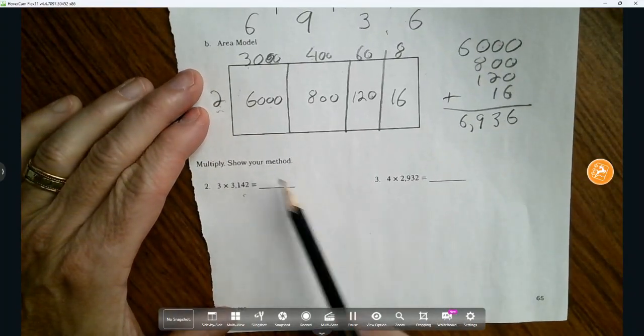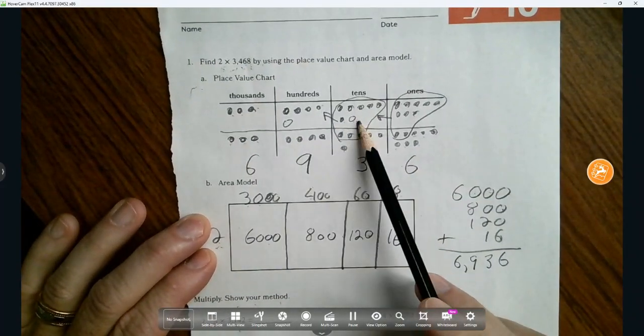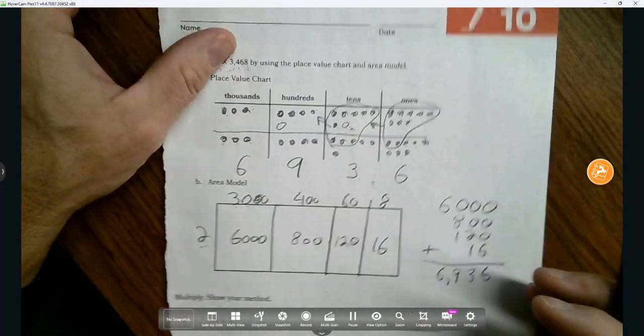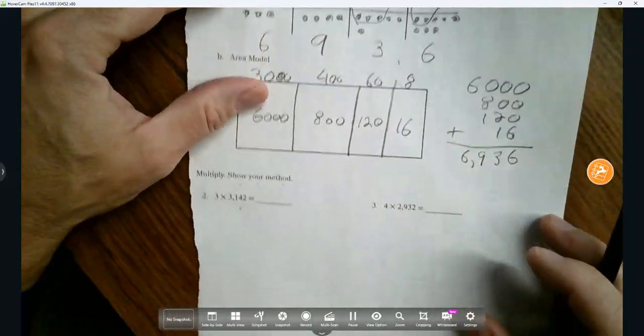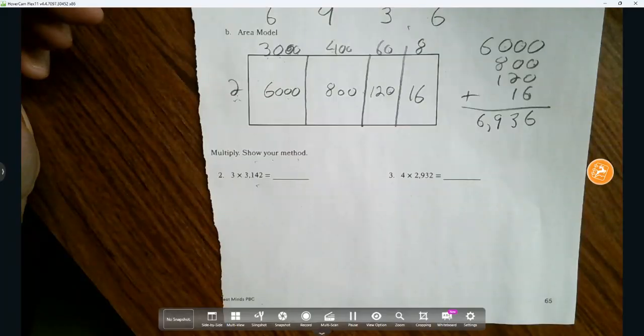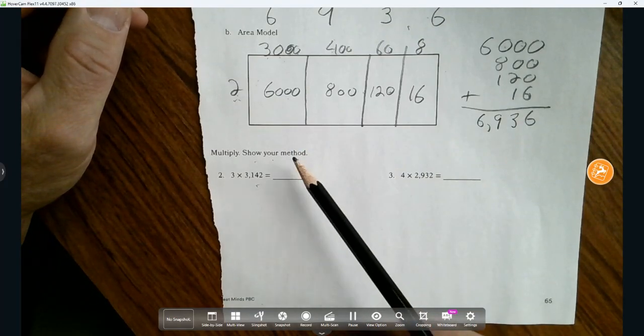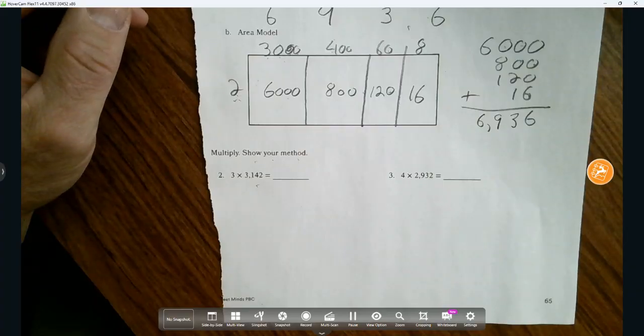The next two problems, it says, show your method. You can do this way. You can do this way. Whichever one you want. It doesn't tell you what to do. It says show your method. All right? So use whichever one's the easiest for you, whichever one you like the most right now. You don't have to do it both ways. It says method. That means one. Okay? Use which one you like the best.